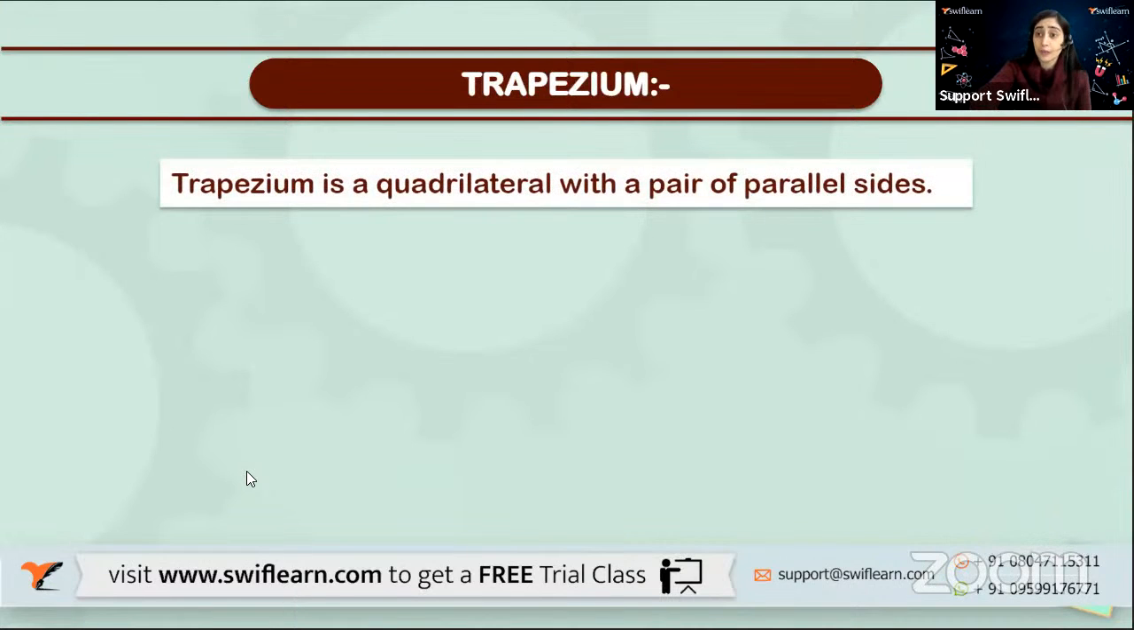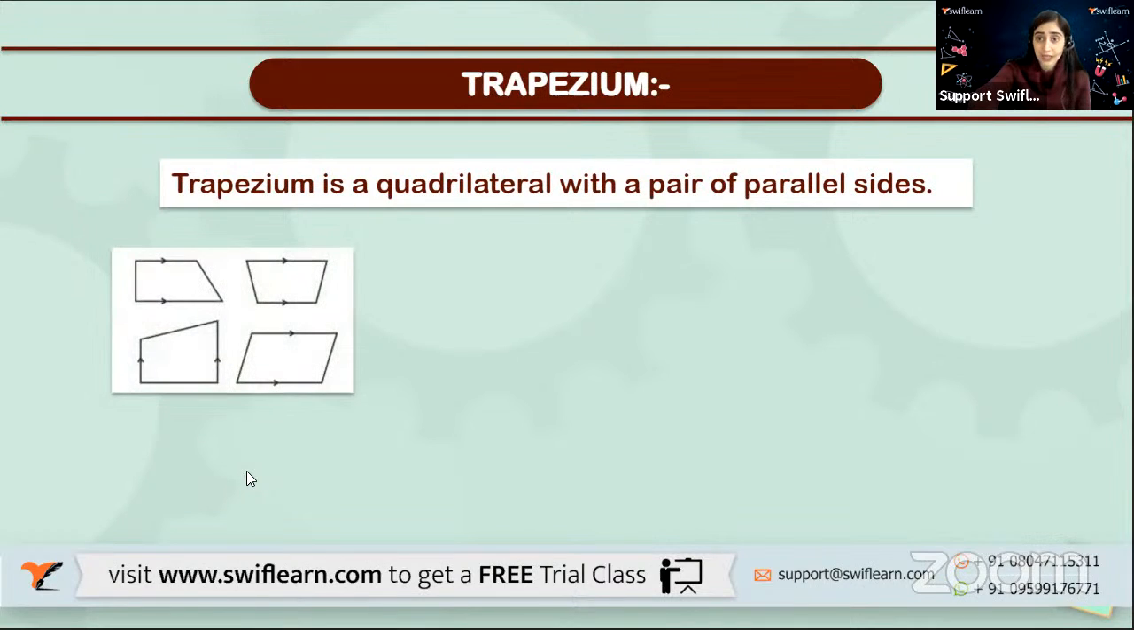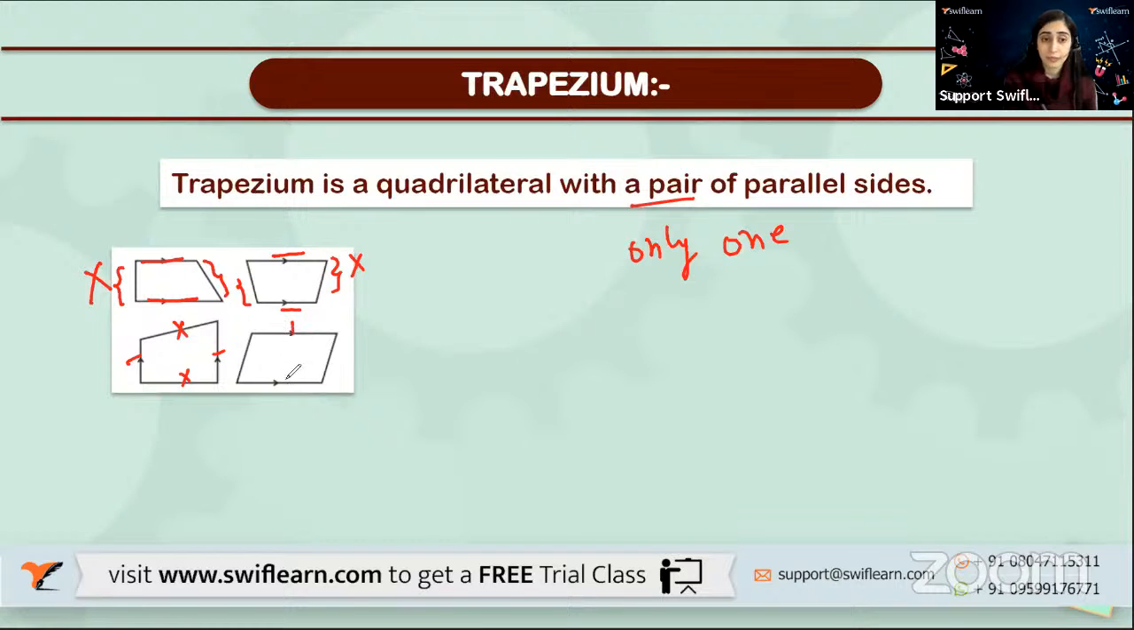So what is a trapezium? A trapezium is a quadrilateral with a pair of parallel sides. It has only a pair, which means it has only one set of parallel sides. These two lines are parallel, but this line and this line are not parallel. Same in this case. This side and this side are parallel, whereas these two sides are not parallel. This one and this one are parallel. These two sides are not parallel. So when we make a four-sided figure, a quadrilateral, in which only one pair of sides is parallel to each other, we call it a trapezium.